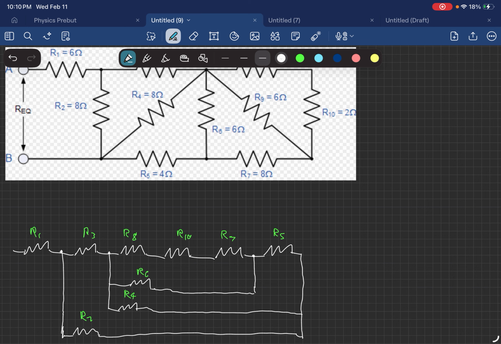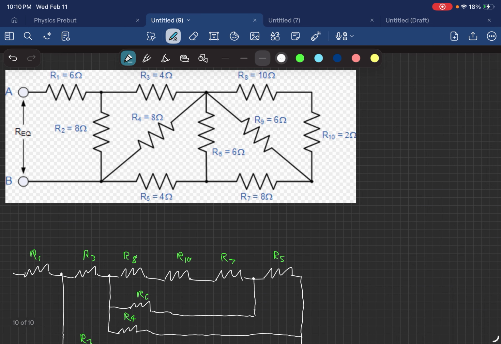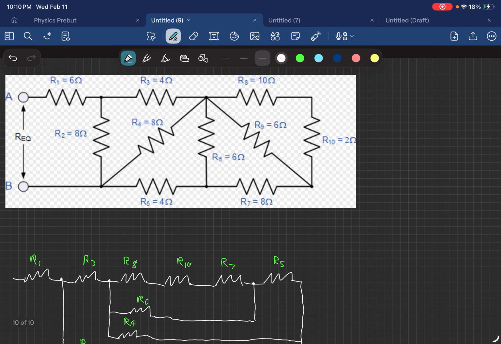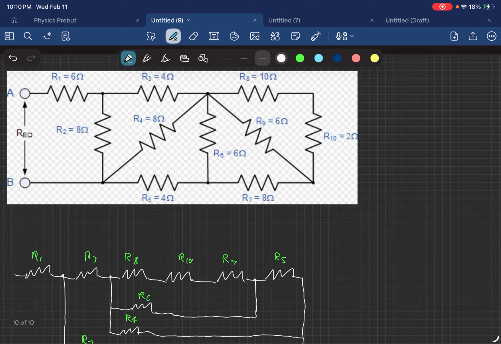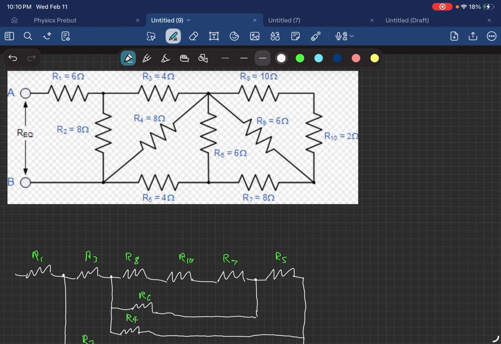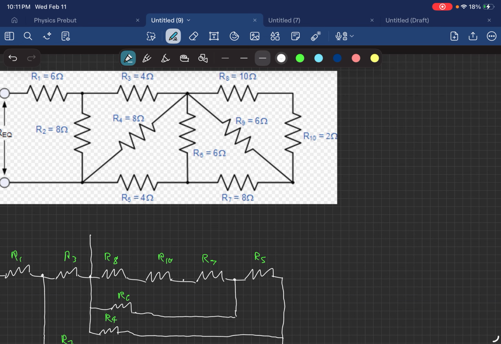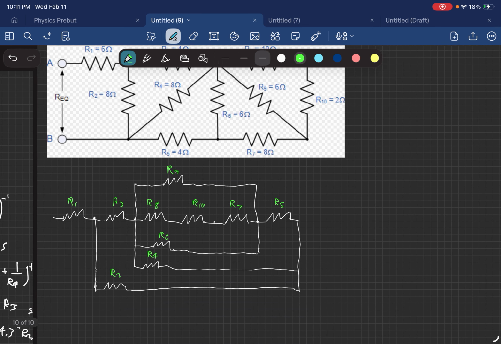And then lastly, what are we missing? R9. Yeah, R9. Since we don't have space anymore, R9 is at the start of R8, right? Start of R8 until the tail of R10. So we can just represent it like this. We go like this, and go like this. And this is our R9. So this is the full expanded form.